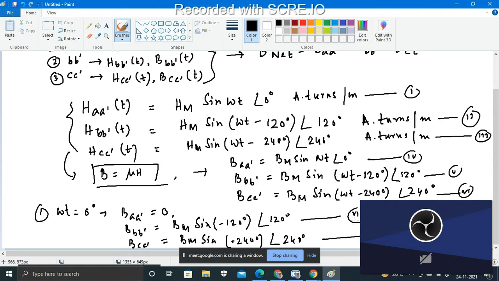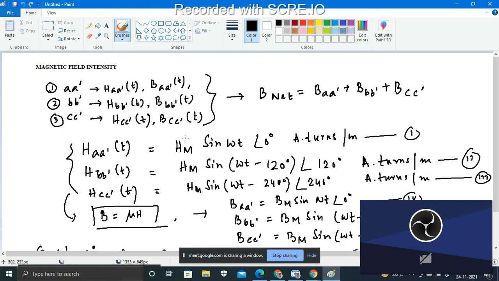So the total magnetic field, we are considering the B net. For that case B of A' will be 0, and this is minus root 3 by 2 Bm at an angle 120 degree plus root 3 by 2 Bm at an angle 240 degree.